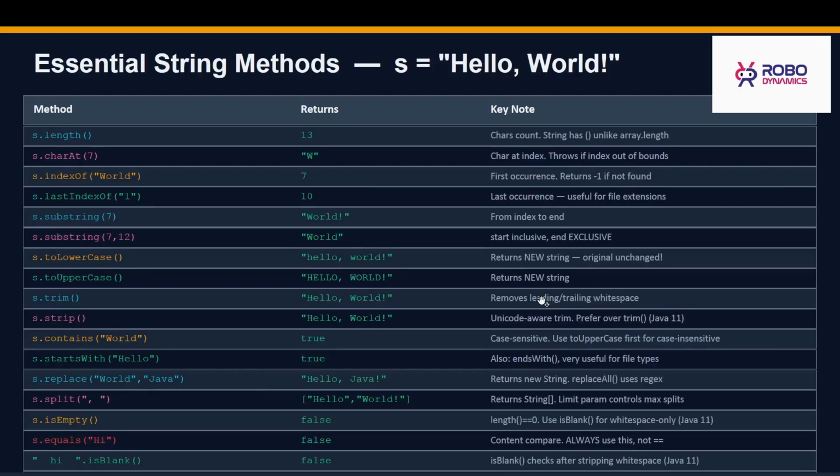Now let us get into the 18 essential string methods in Java. Whenever you are learning any class, let's say collection classes, ArrayList, or the String class, anything like HashSet and all, please try to learn the most essential methods, because that is what is going to help you in coding. So we have close to 18 essential methods over here: length, charAt, indexOf, lastIndexOf, substring, toLowerCase, toUpperCase, trim, strip, contains, startsWith, replace, split, isEmpty, equals. If you know these methods thoroughly, then your quality of programming will increase.